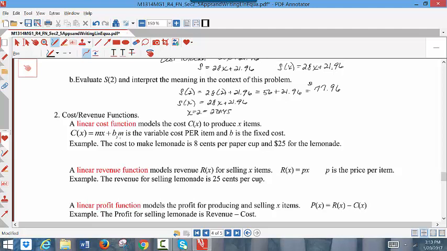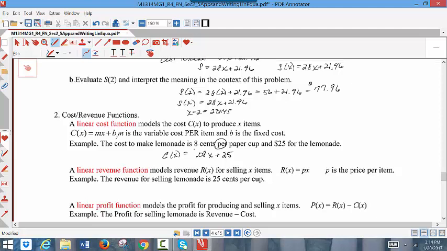Example. The cost to make lemonade is 8 cents per paper cup and $25 for the lemonade. Here's the word per, so this is something times x. So 8 cents is 0.08 times x, where x is the number of cups. Then you pay $25 for the lemonade. So your cost, which they're calling C of x, is $0.08 per cup plus $25 for the lemonade.